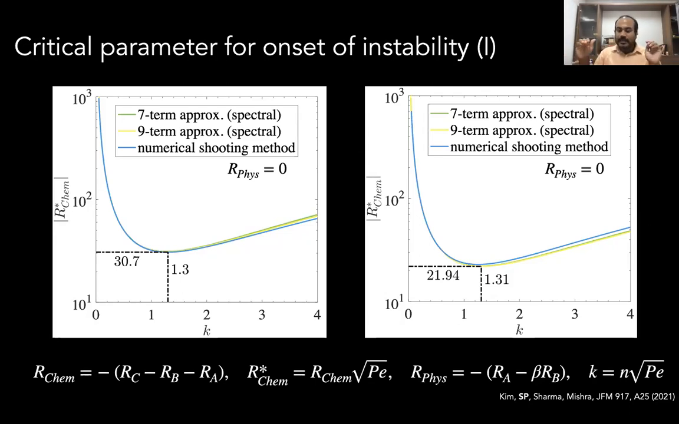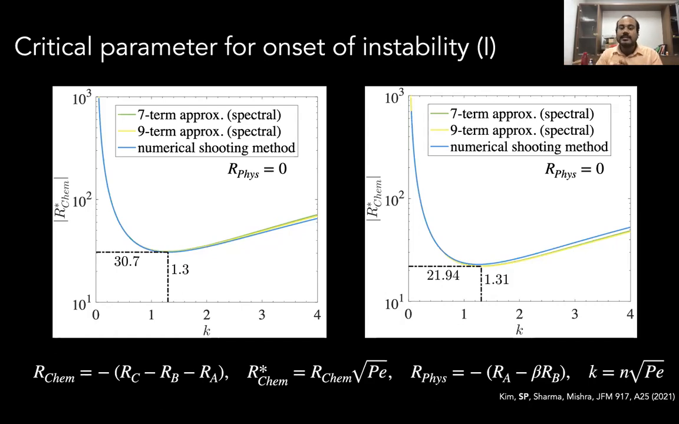So on the horizontal axis, k is actually the azimuthal wave number of a perturbation given to the system to study linear stability analysis, scaled by the square root of the Peclet number. And similarly, R chemical star, which is the vertical axis, is the R chemical times the square root of Peclet, and the modulus has been taken because R chemical can be either positive or negative.